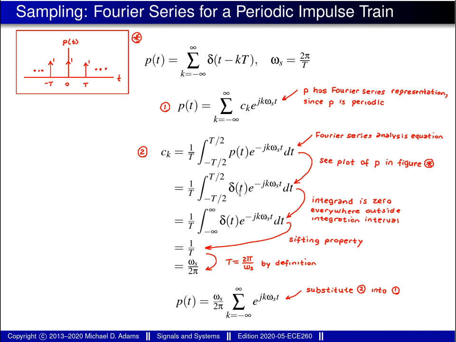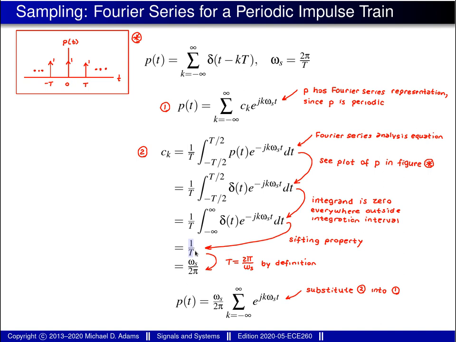Next, we can observe that the integrand, in this particular integral here, is 0 everywhere outside of the range that we're integrating, from minus capital T over 2 to capital T over 2. Therefore, we can change these limits of integration to minus infinity and plus infinity. Now what we have on this line is an integral of the form of the sifting property. So using the sifting property, this integral just evaluates to 1, and we're left with 1 over T times 1, which is just 1 over T.